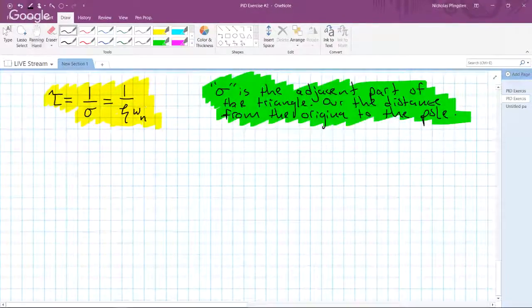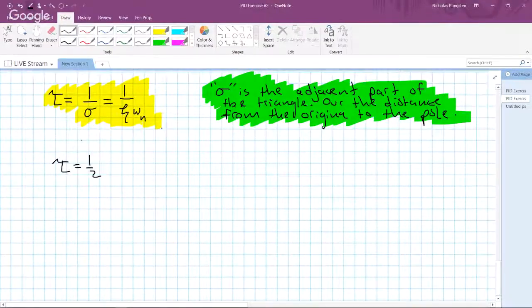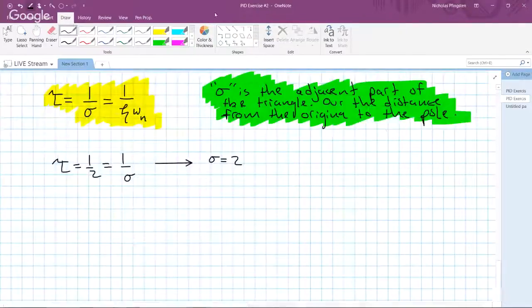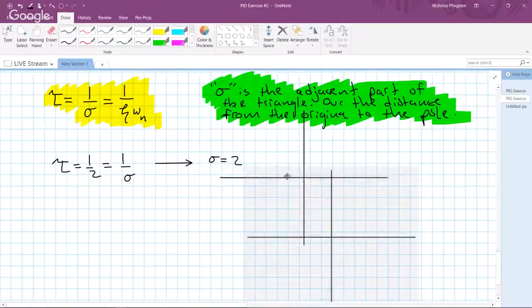All right, so let's plug in 0.5 seconds, which is a half. So tau equals 1/2 equals 1 over sigma, which means that sigma is equal to 2. Now we can plot this on a graph. Let's do that so you can have a visual of what's happening.